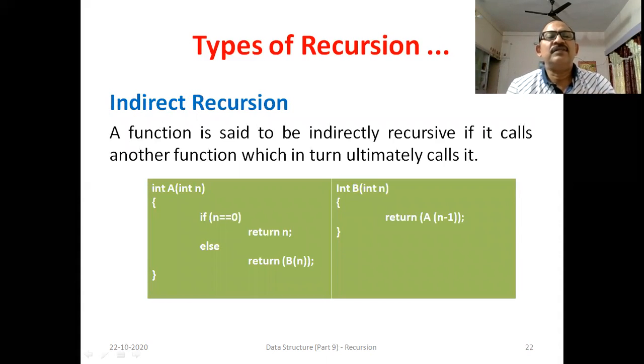Let's see indirect recursion. A function is said to be indirectly recursive if it calls another function, which in turn ultimately calls it. Here you can see in this table, function a calls function b, and function b calls function a. So this is the example of indirect recursion.